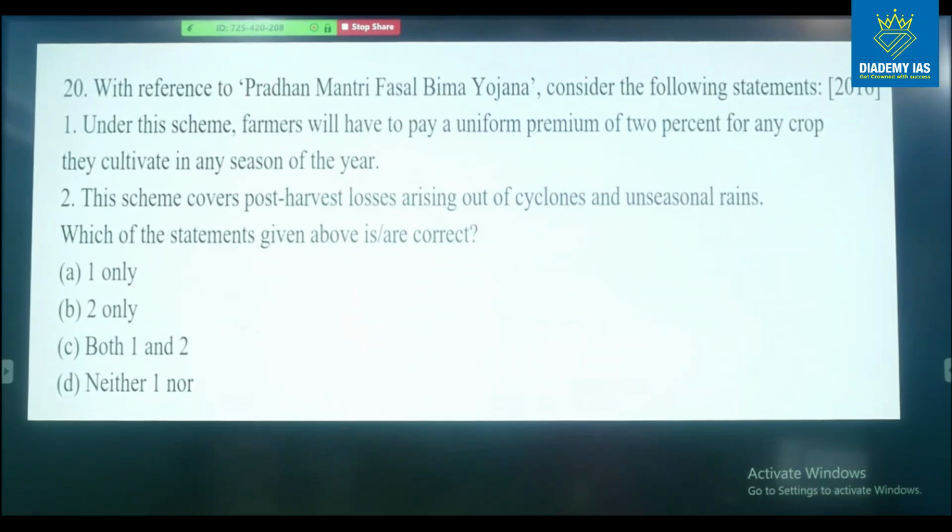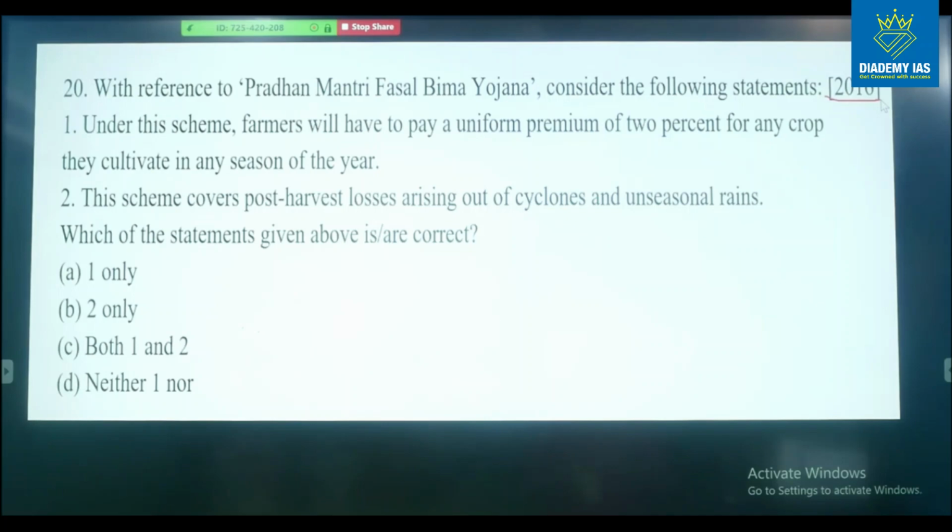Now please solve this question and give your answer. This is the question of 2016. This was the current affair issue at that point of time. That is why this question came. Again this year also it is a current affair. That is why there are high chances the question can come.